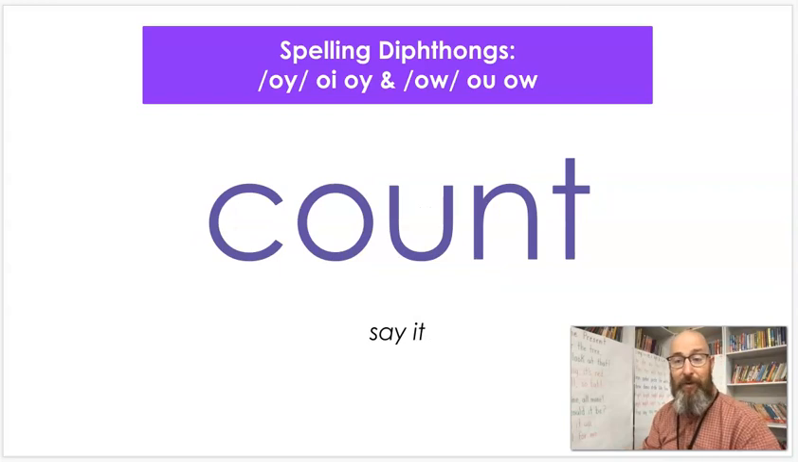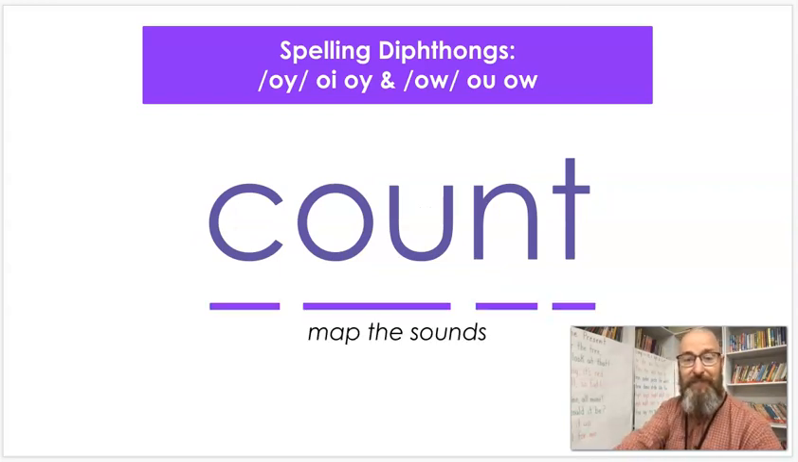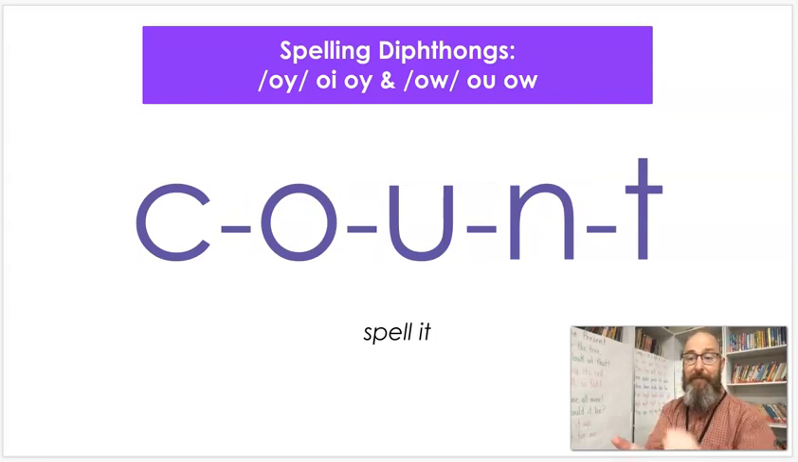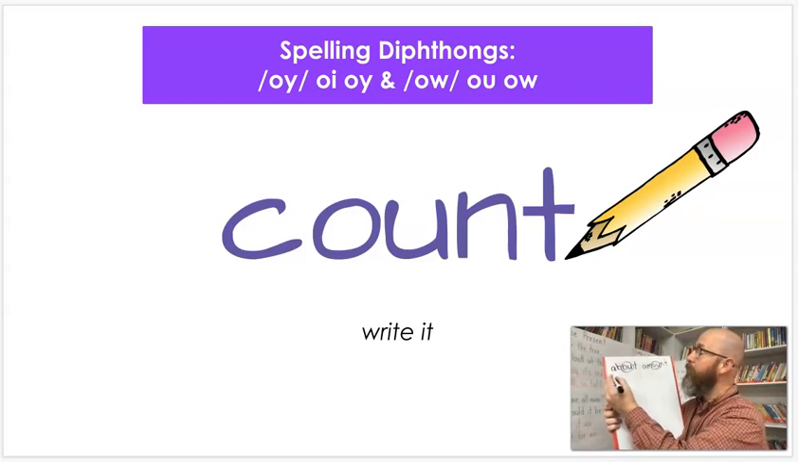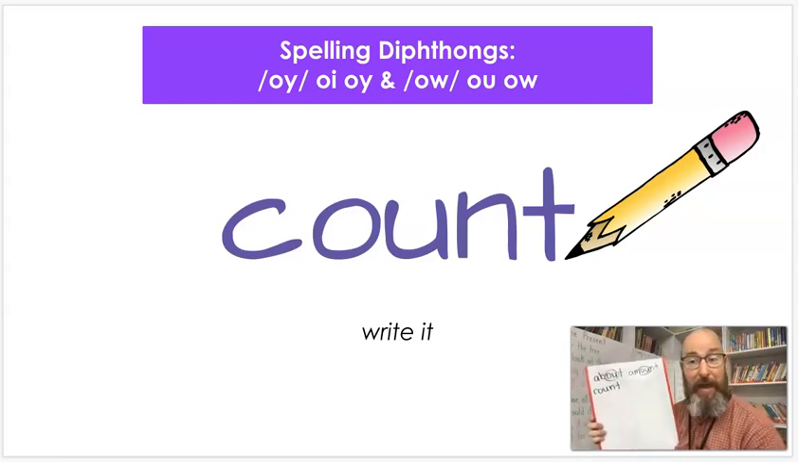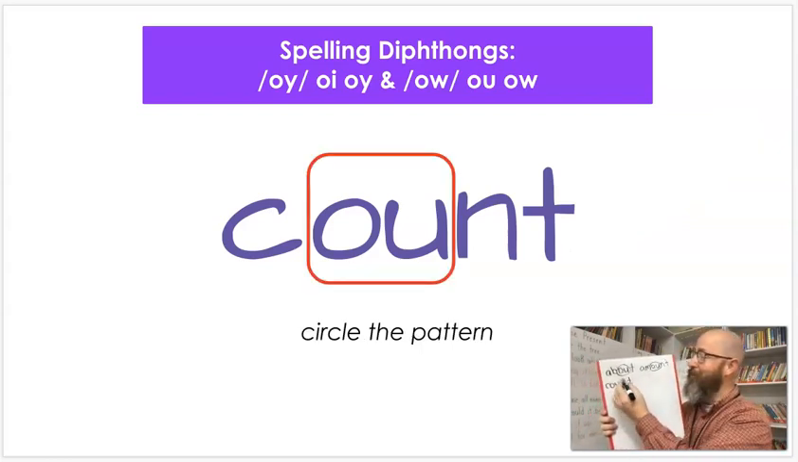Next, count. Say count. Map the sounds. K, ow, n, t. Count. Spell it. C-O-U-N-T. Count. Write the word. C-O-U-N-T. Again, I hear the ow sound in there. How's the ow sound spelled? OU is correct, and I'm sure you circled that already.